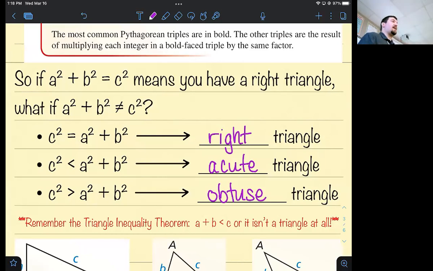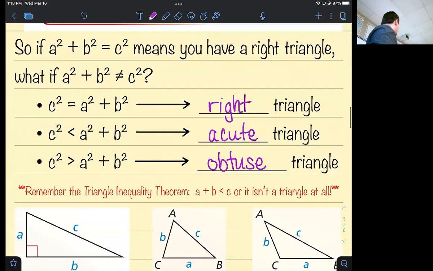Now, if you're asking, why did I flip it around? Why does it say c squared equals instead of a squared plus b squared equals c squared? That's because I think in my mind, it makes more sense if I write it this way, because this is a less than symbol. If c squared, your hypotenuse squared, is smaller than your a squared plus b squared, then you have a smaller triangle, you have an acute triangle. And if c squared is greater than a squared plus b squared, you have an obtuse triangle.